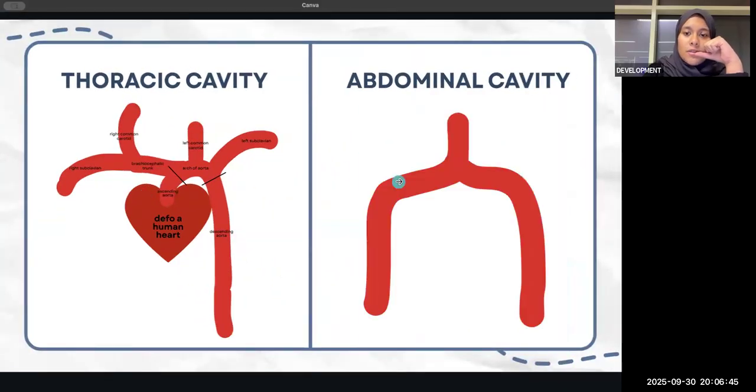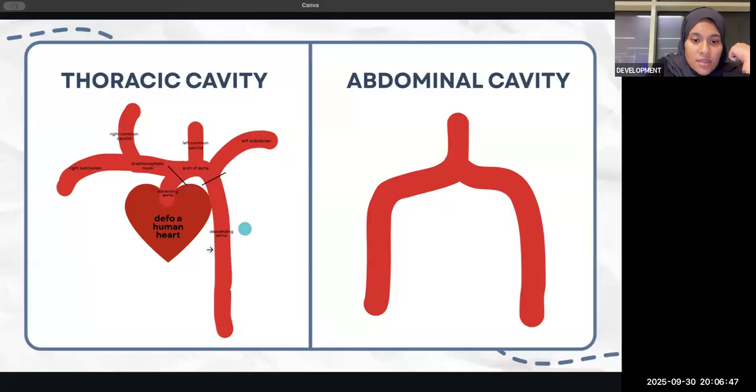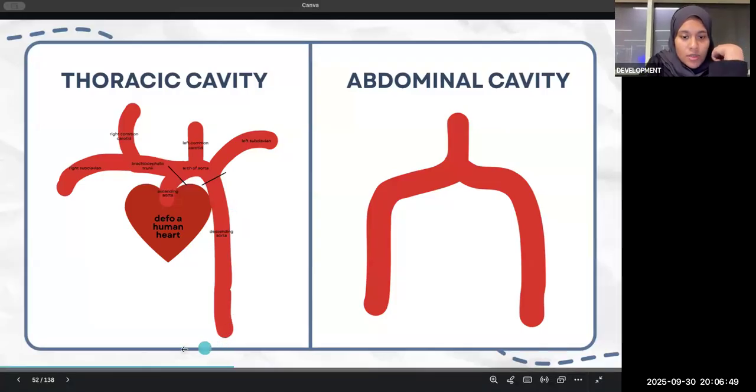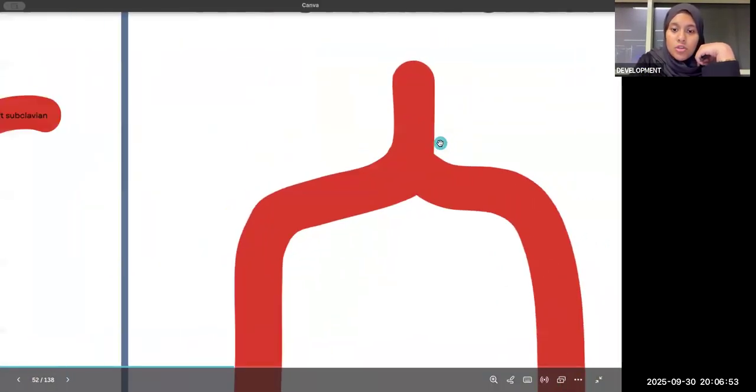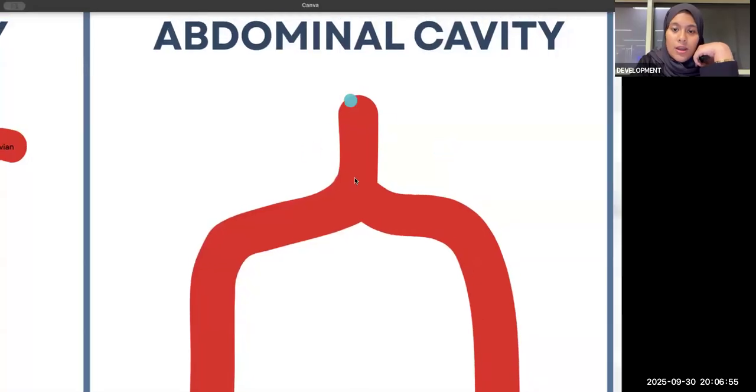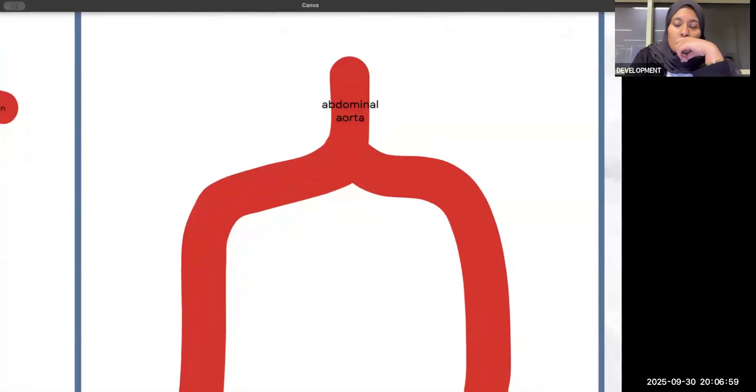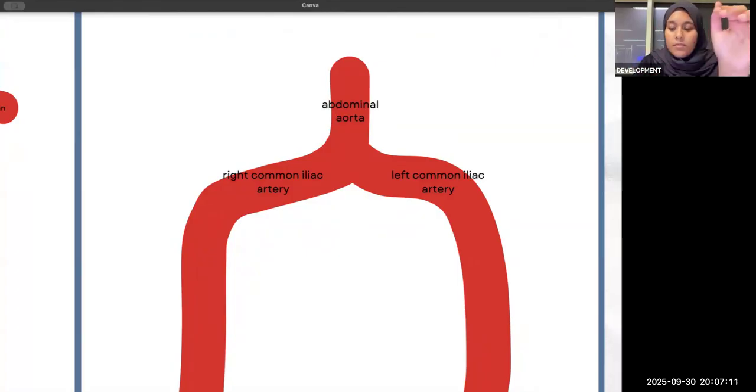What about the abdominal cavity? Now, imagine this descending aorta, it's going down into your abdomen. When it goes down here, it splits into two. And since it's in your abdomen, we call this your abdominal aorta. Okay? And it splits into your right common iliac artery and your left common iliac artery. Okay? Common iliac artery, right and left.